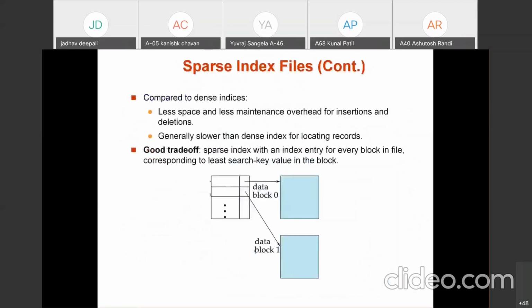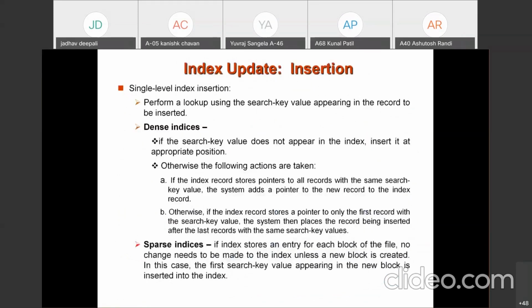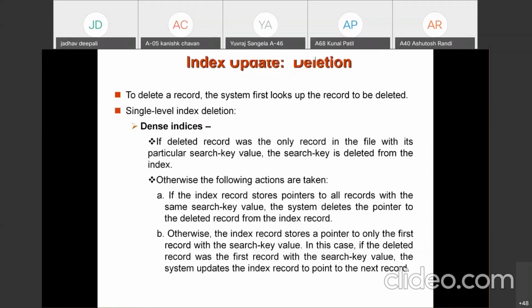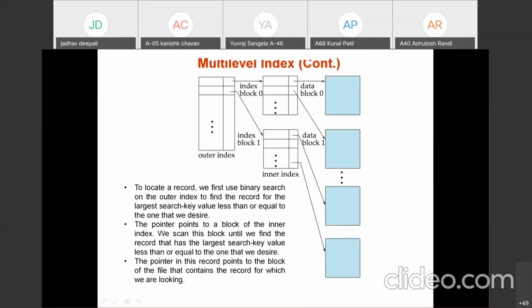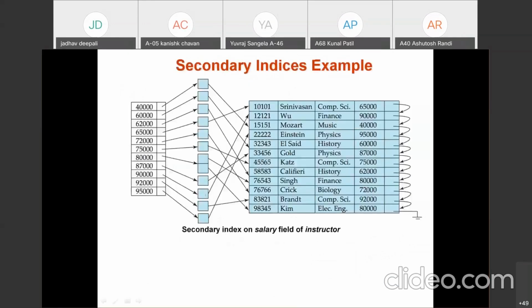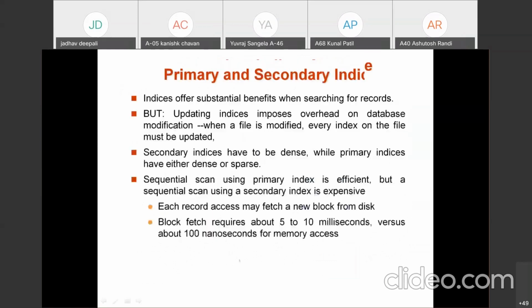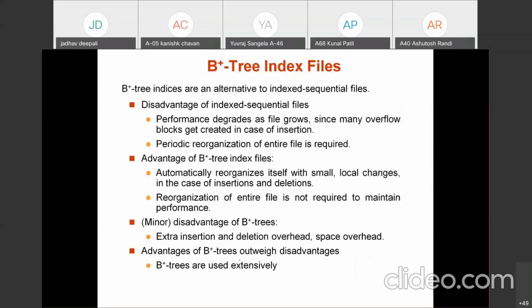See, B plus tree, these questions are normally asked many times in the question paper. Another thing is that in day-to-day life, B plus tree indices or B tree indices are used. Why it is, we will see. Now, B plus tree.